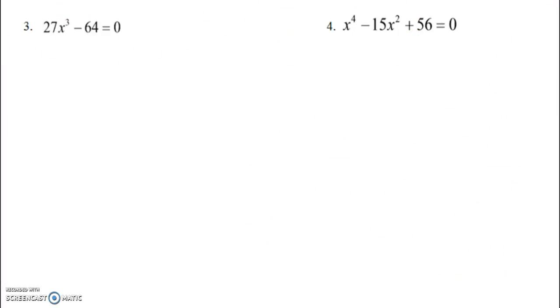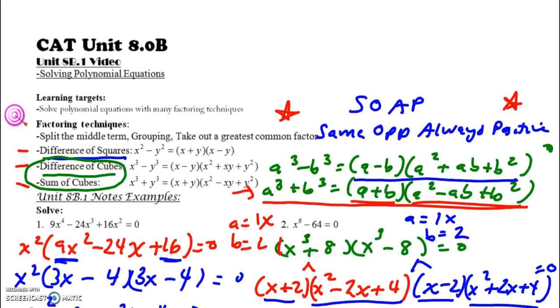Okay, last 2. In this example, I notice again we do have an x cubed, so we could probably use the difference of cubes or the sum of cubes. What I want to point out is that if you think cube roots, the A term would be the cube root of 27, which is 3, and the cube root of x cubed is x. The B term, the cube root of 64, or the number times itself 3 times that gives you 64, is 4.